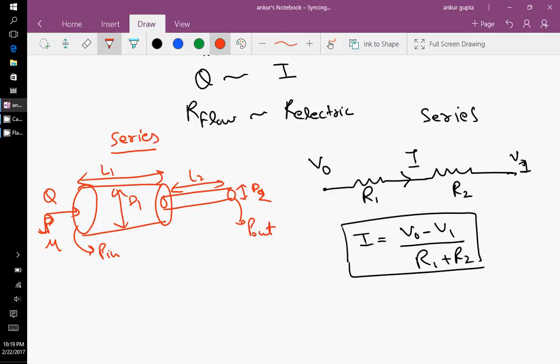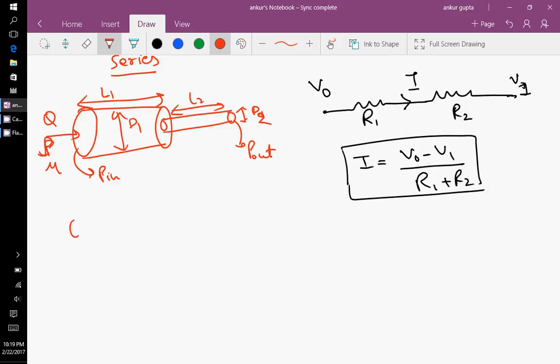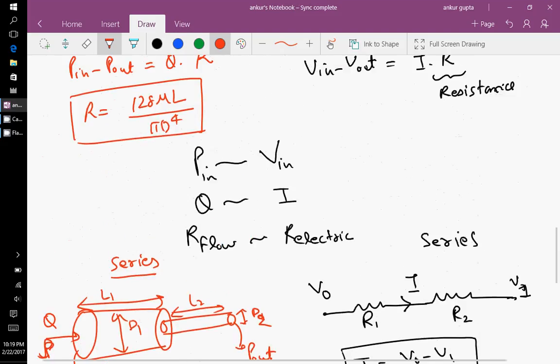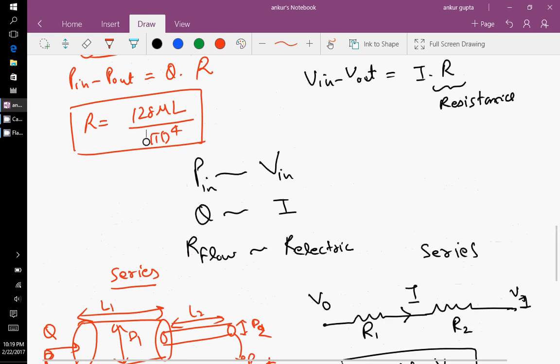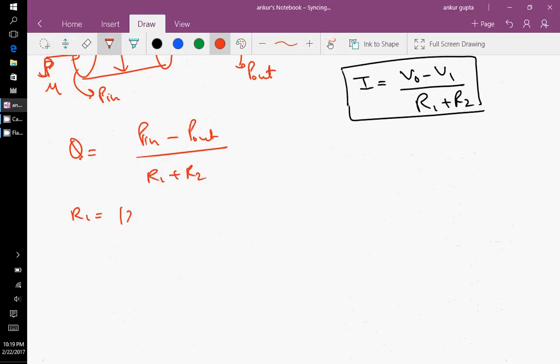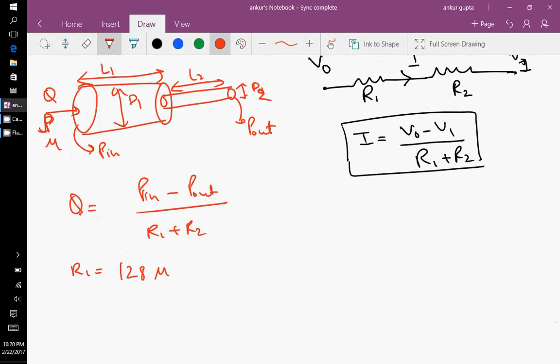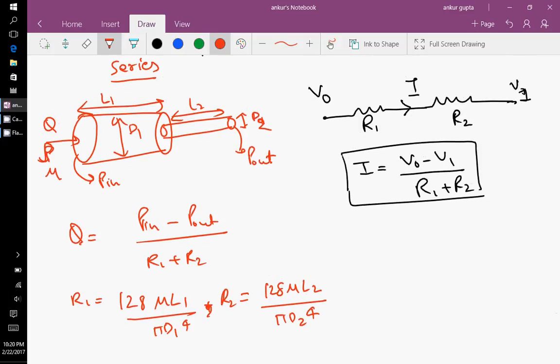And if I want to find the flow rate, what I can do here is write Q is P in minus P out by R1 plus R2, where R1 is, we can go back and use the formula we have, which is 128 mu L by pi d raised to power 4. So we can write R1 as 128 mu L1 by pi d1 raised to power 4 plus R2 as 128 mu L2 by pi d2 raised to power 4. So this way we have combined our understanding from electricity into pipe flow without really solving anything. We could just add up the two resistances of this pipe and this pipe and write the whole equation.